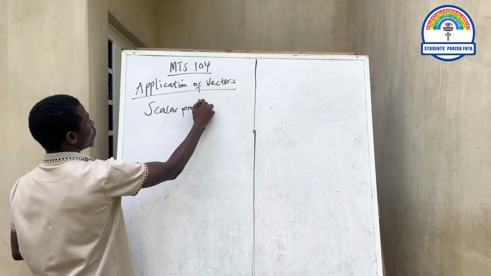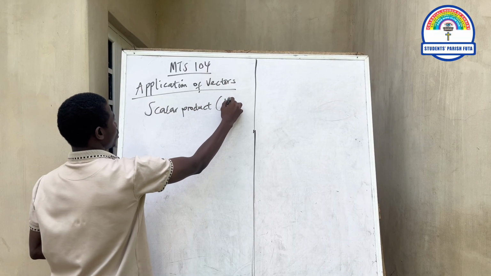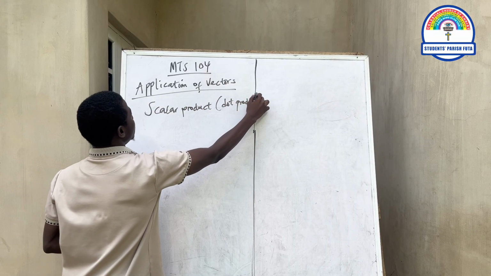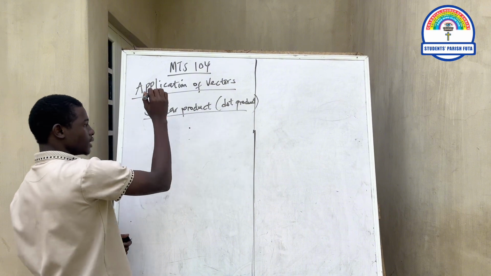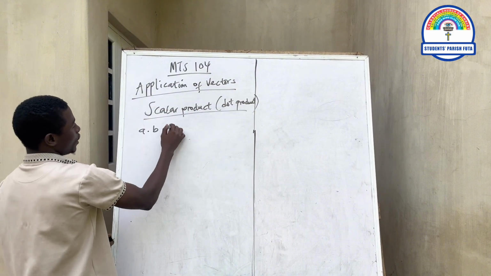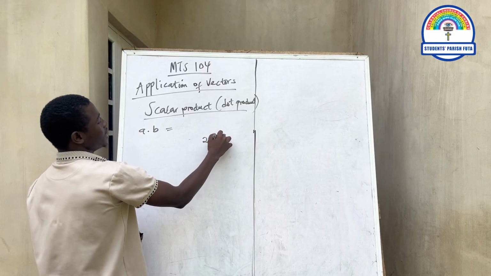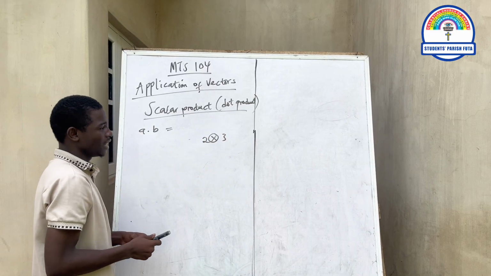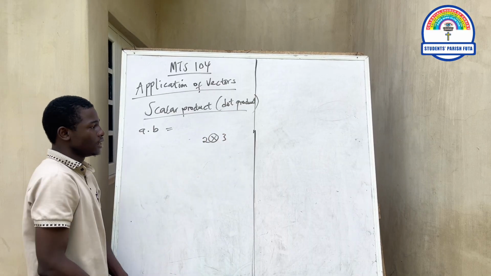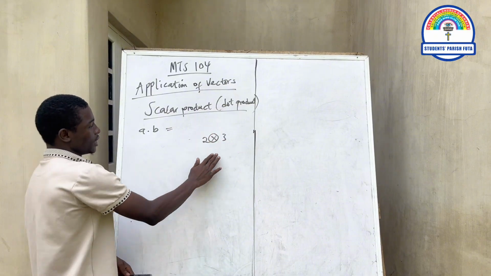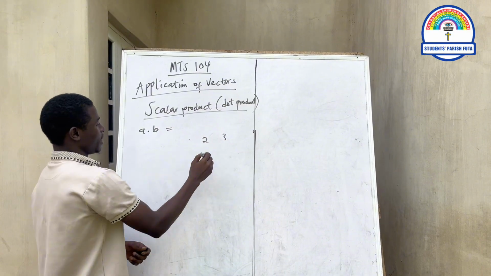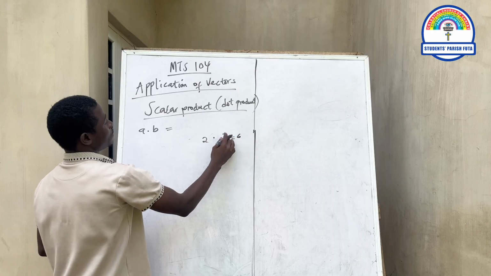So we have the scalar product, which is also known as the dot product, denoted by the symbol dot. This is the multiplication you are well aware of, where you have 2 times 3. In vectors, we don't represent it with that times sign you know of. 2 times 3 gives you 6, but in vectors, this is what you use to denote that kind of multiplication: 2.3. So that gives you 6.